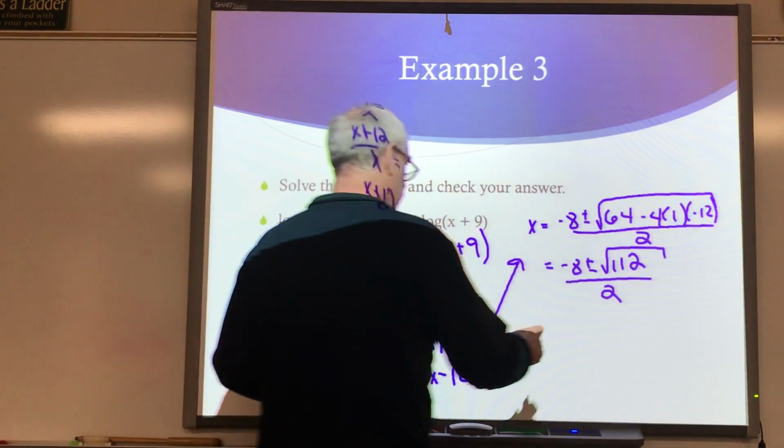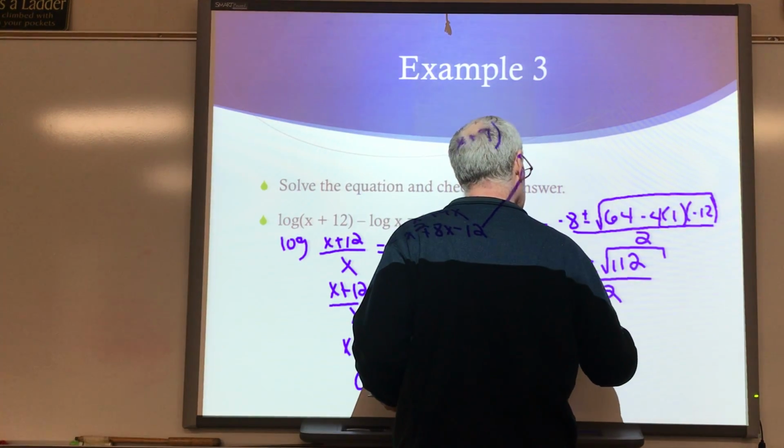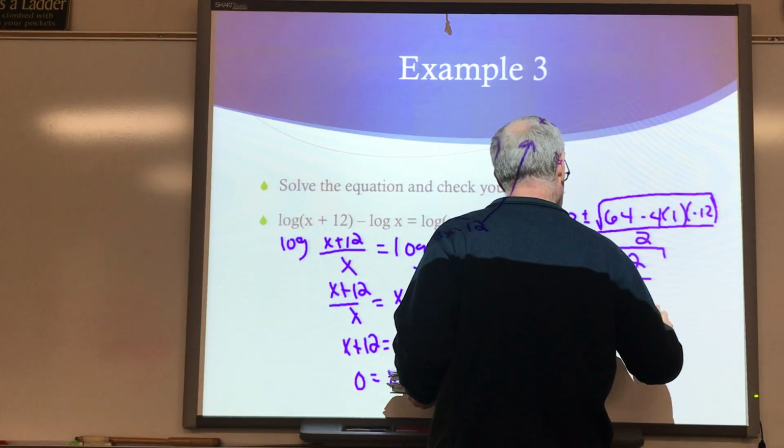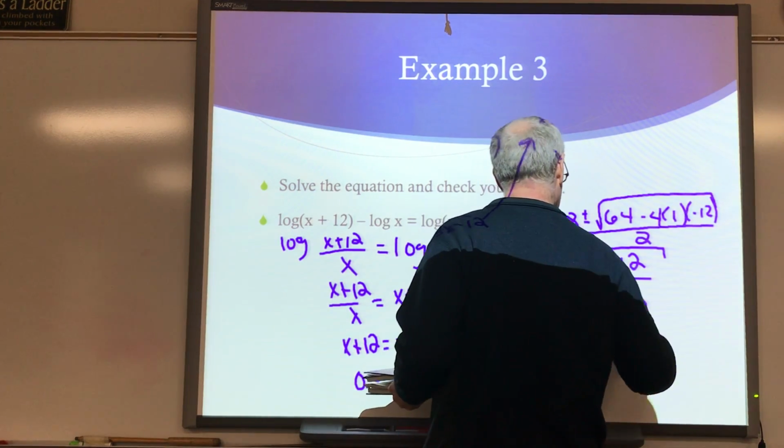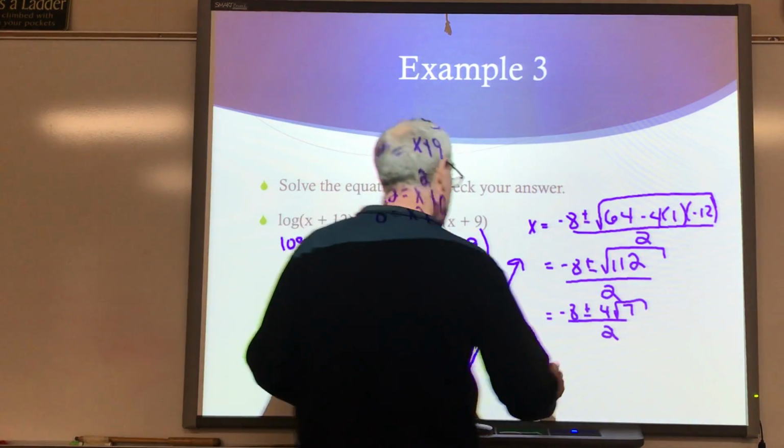16 goes into 112, so we can say this is, the square root of 16 is 4, and 16 times 7 is 112. Divide 2 by everything.